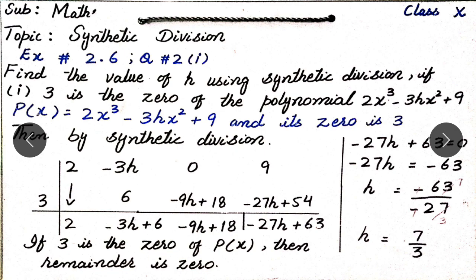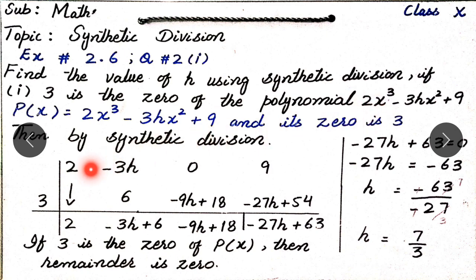So if you use the word zero or factor here, both of them are correct. Whenever the term zero is used, it means that the remainder is 0. Here it is said that 3 is a factor of the polynomial, meaning 3 is the zero of the polynomial, meaning if you divide this polynomial by 3, you will get the remainder 0. But we are not going to find the remainder here, we are going to find the value of h. So let's use synthetic division.